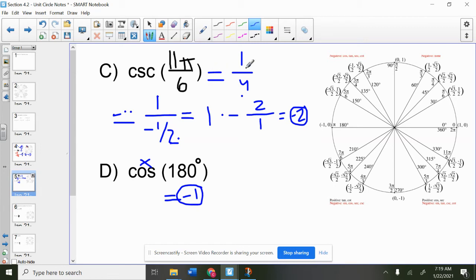Some of them, as you can see, is 1 over y, for example. In those cases, you have to do a little bit of simplifying. So you have to be careful. Some of them are quick.